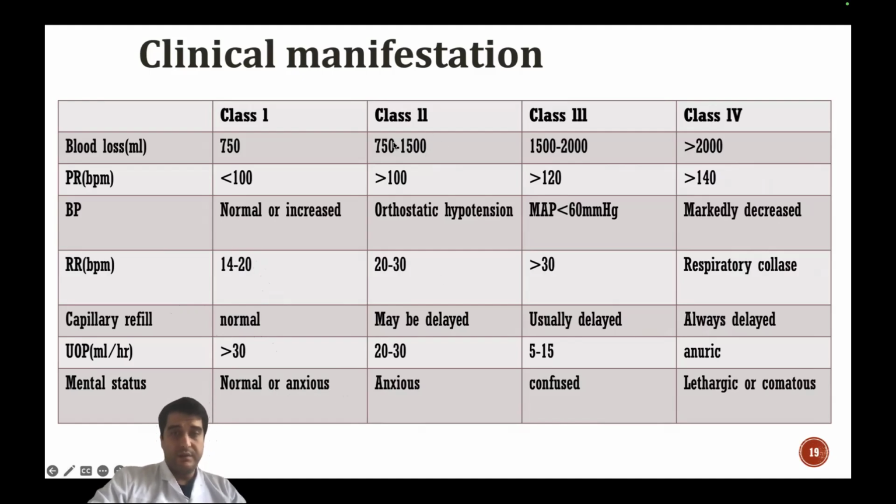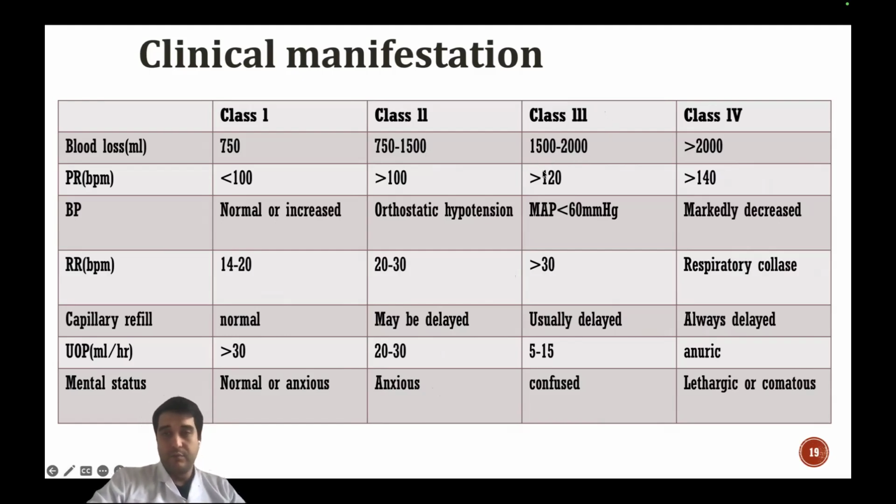If we have class 2, it's between 750 and 1,500 milliliters. Pulse is more than 100, with orthostatic hypotension. Respiratory rate is 20 to 30. Capillary refill may be delayed. UOP is between 20 and 30 milliliters per hour. Mental status is anxious. Class 3 is less than 2 liters.